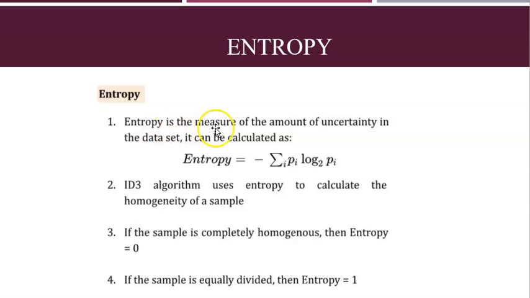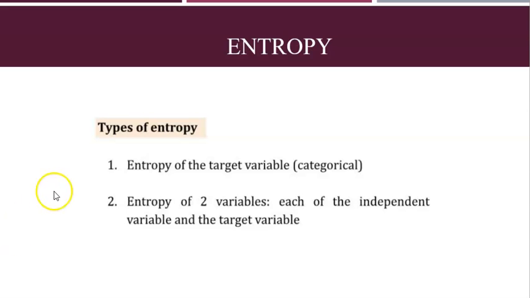Entropy is the measure of the amount of uncertainty in the data set. How is this calculated? Minus summation p_i log to the base 2 of p_i. You are supposed to memorize this formula because it is frequently asked in interviews. What is p_i? It is nothing but probability. So let us now try to calculate.